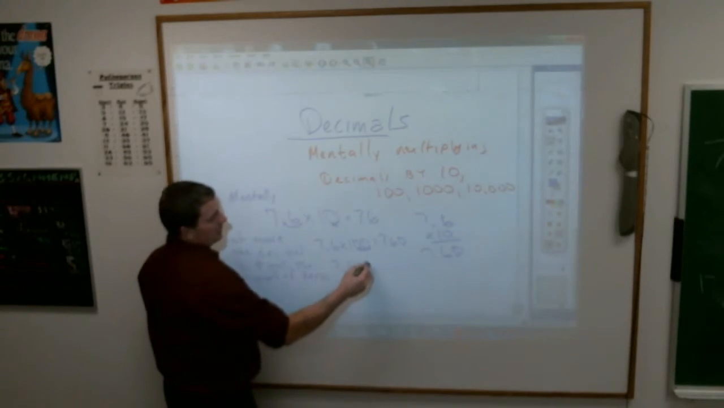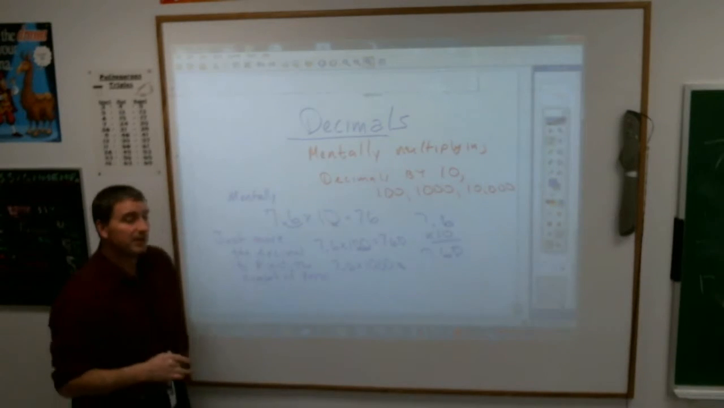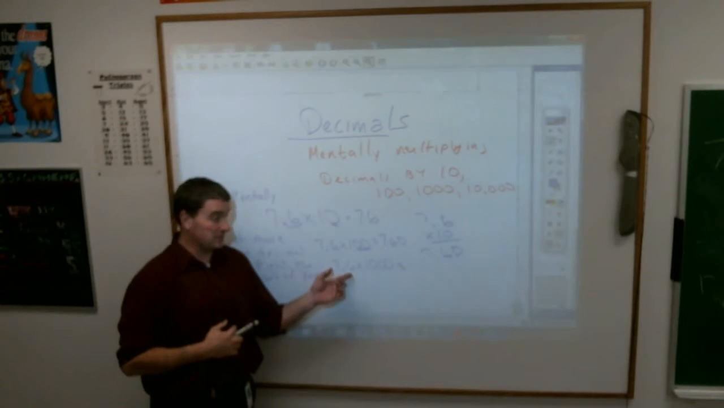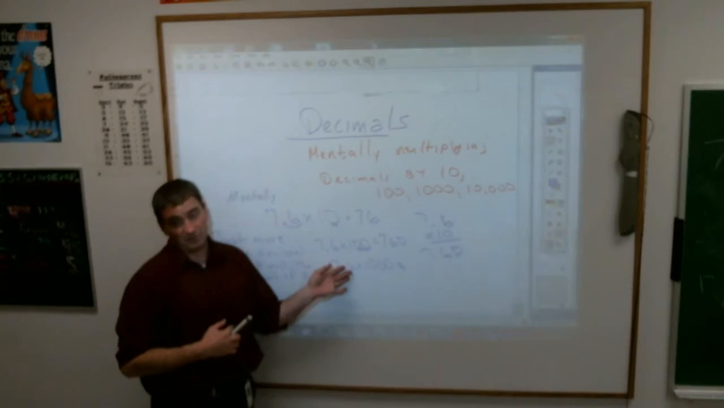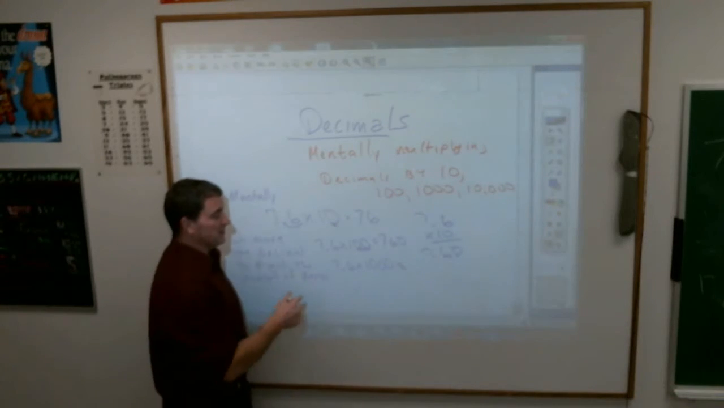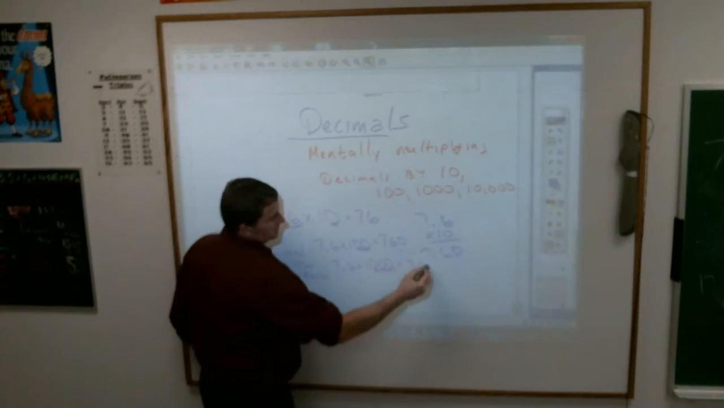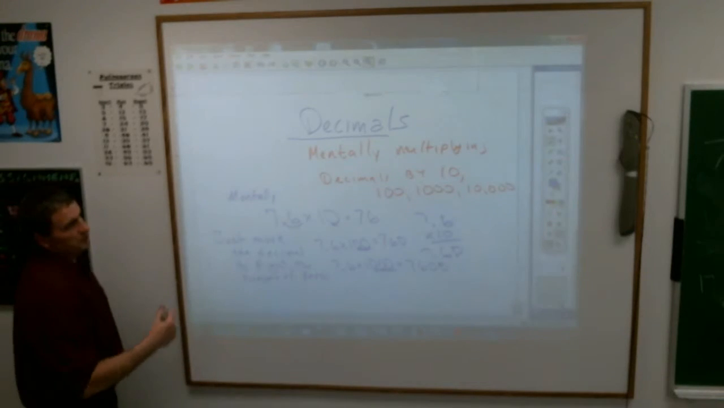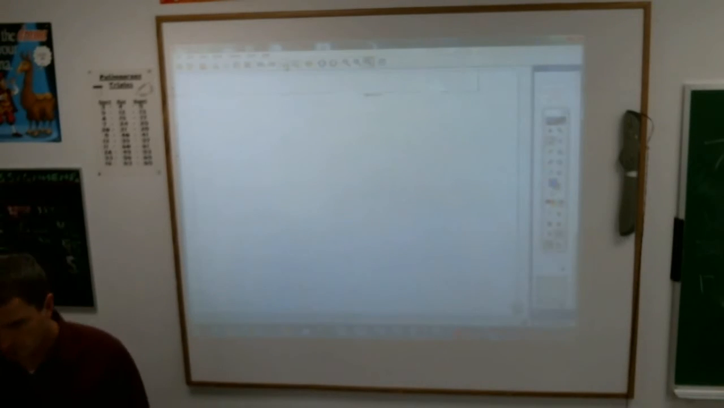7.6 times 1,000. By the way, this is not about adding zeros. A lot of times I see kids multiply by 1,000 and they'll just write the number with 3 zeros after it. That only works if it's a whole number without a decimal. This is a decimal. You have to move the decimal 3 places to the right. 1, 2, 3 is 7,600.